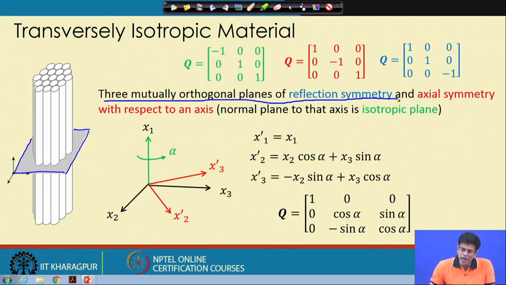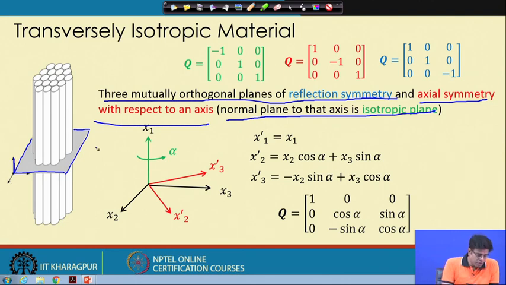Now, in addition to that, if I assume that there is an axial symmetry with respect to an axis, that means about this axis there is an axial symmetry, and the plane normal to that axis is known as the isotropic plane. That is clear from our previous definition. Now, with this assumption, what should be the constitutive relation?